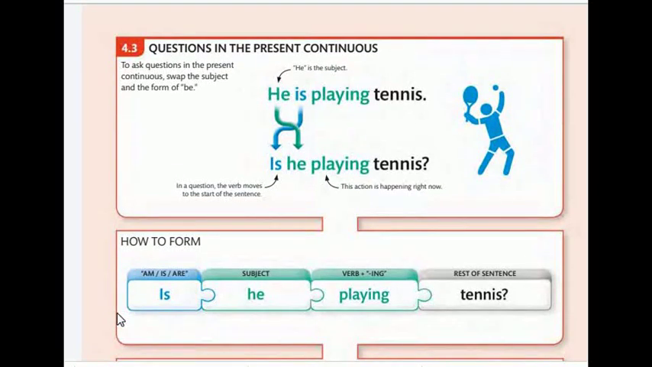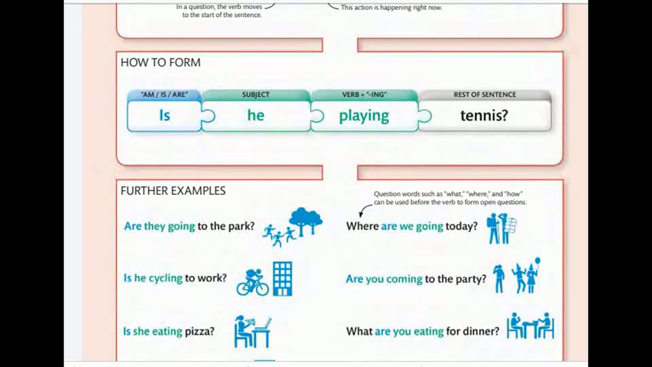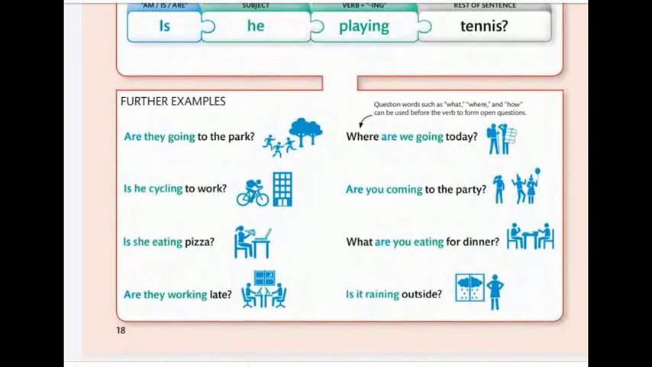4.3 questions in the present continuous. To ask questions in the present continuous where the subject has a form of to be. He is playing tennis. He is the subject. If we want to make a question, we should change it. Is he playing tennis? In a question, the verb moves to the start of the sentence. The action is happening right now. How to form? To be, subject, verb plus ing, rest of the sentence. Is he playing tennis?